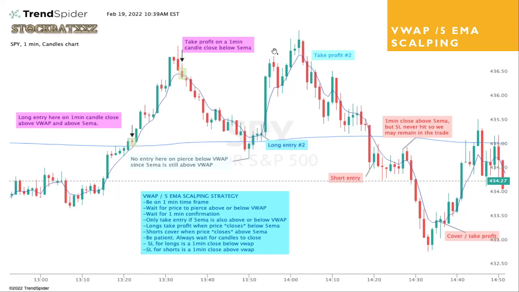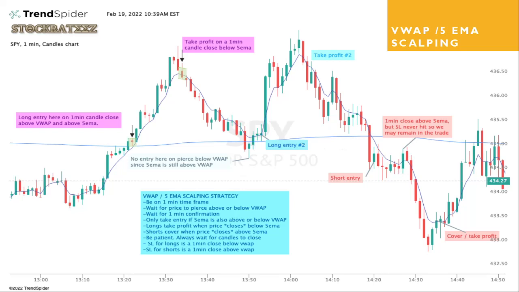We get calls. You know, we can trim some around here. And then here's our take profit, on a 1 minute candle close below VWAP. And here we've got a short entry. See, 5 EMA cross below VWAP. We've got a 1 minute candle confirmation, so we'll enter right here. And now our stop loss is never hit, so we can stay in the trade.